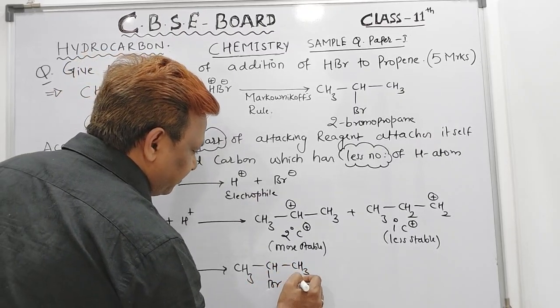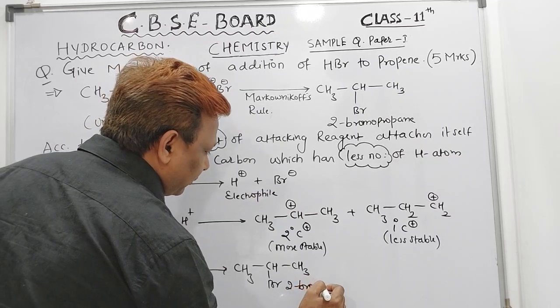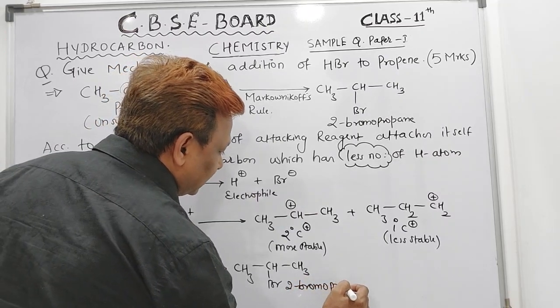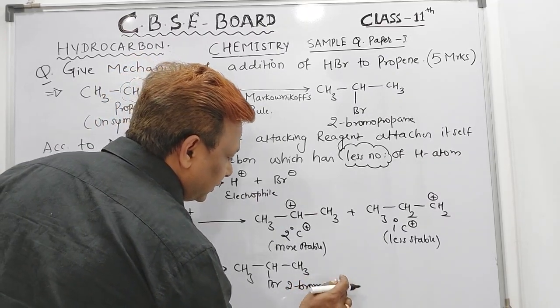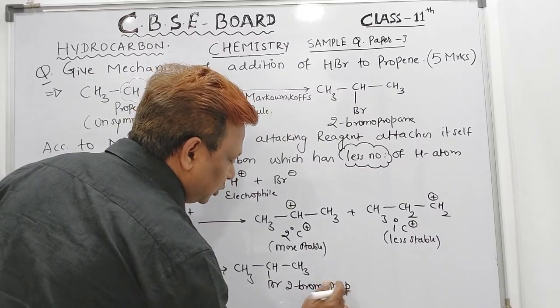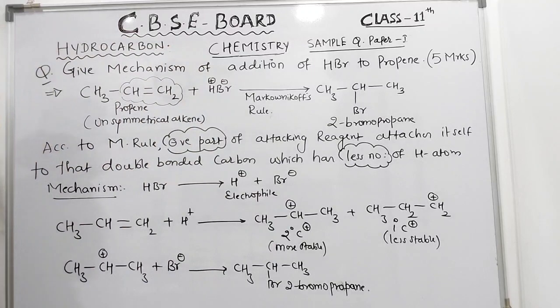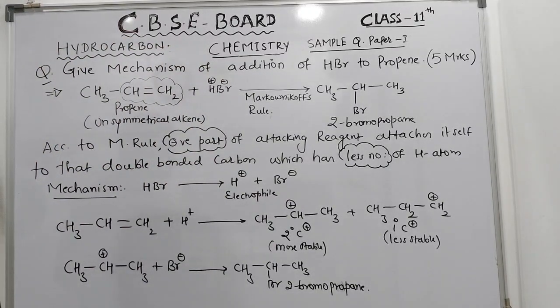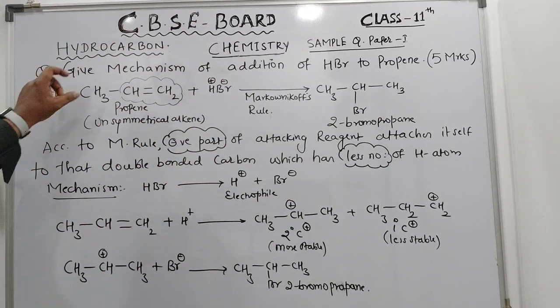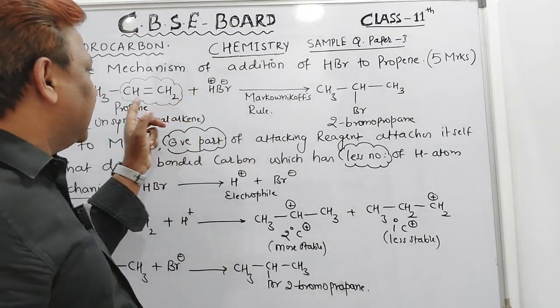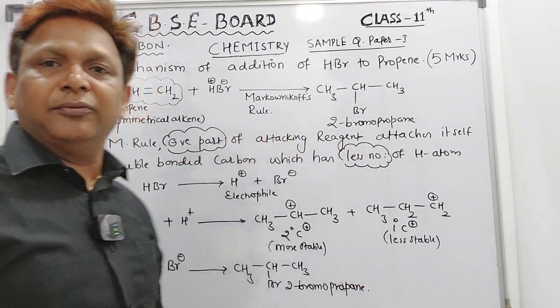This is called 2-bromopropane. Is it clear? Now we are going to discuss this first part beta: HBr attack over propene follows the Markownikoff rule.